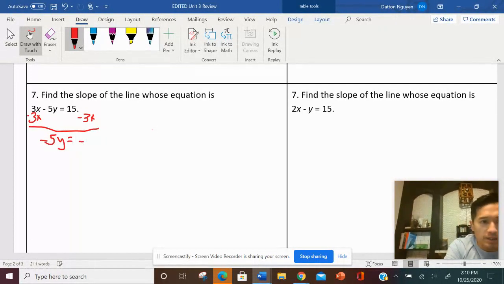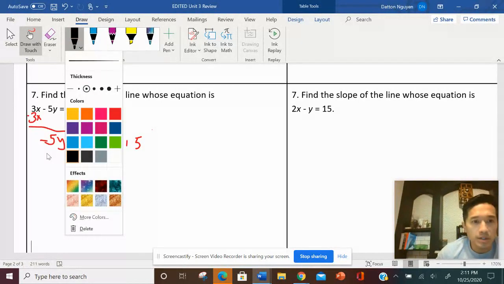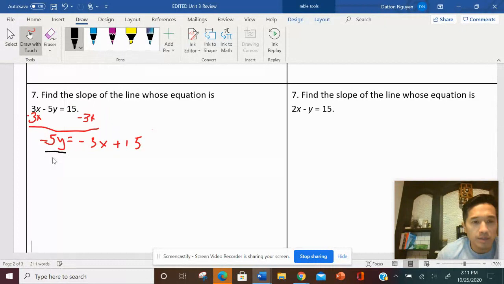So I'm going to write down negative 3x first, then plus 15. Okay, so nothing happened to this 15. I just wrote it over here. The negative 3x, I wrote it as the first term in the equation. Then after that, I'm going to divide everything by negative 5.